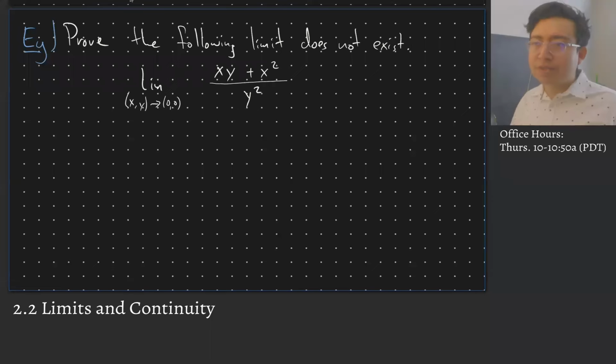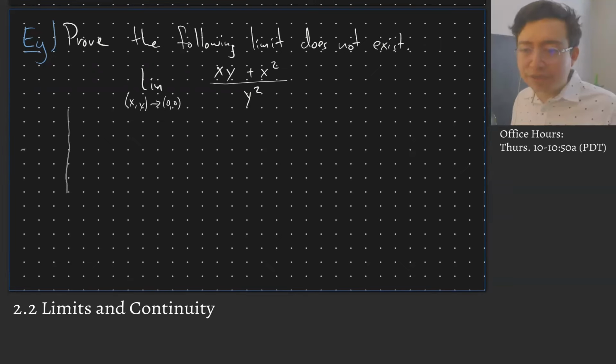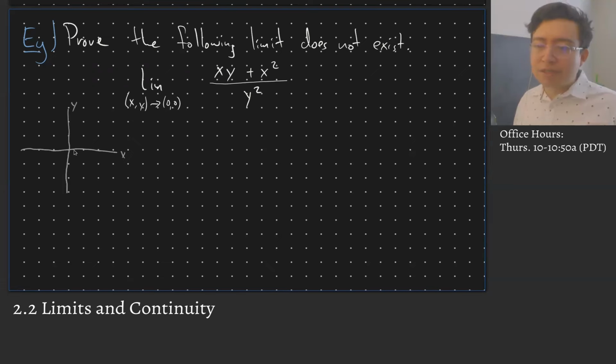So I'm going to draw the coordinate plane here. And it's important to remember that this isn't the graph of this function. This is the domain of the function. Okay, so this is your xy plane. And you want to approach the origin, of course, right? That's where we're ultimately headed. But we can approach from a lot of different ways.